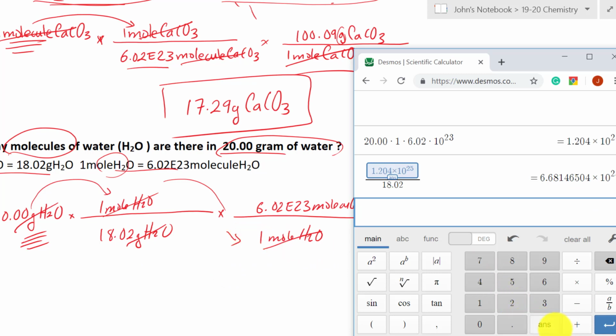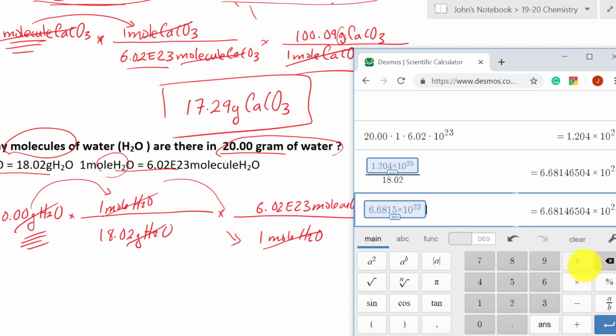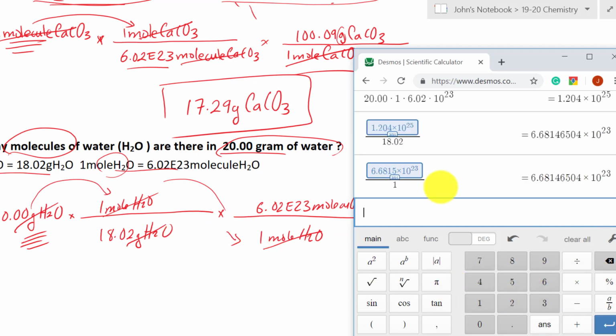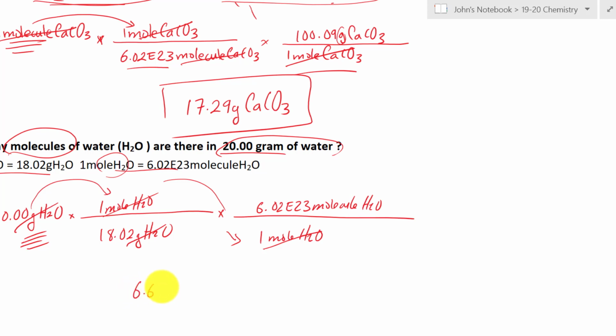What if it's something else? So you click answer, and then you click division again, divided by 1. And you would continue to do that until you divide by all the number on the bottom. And our answer is 6.681. So 6.68 times 10 to the 23rd. So we have 6.68 times 10 to the 23rd molecules of H2O.